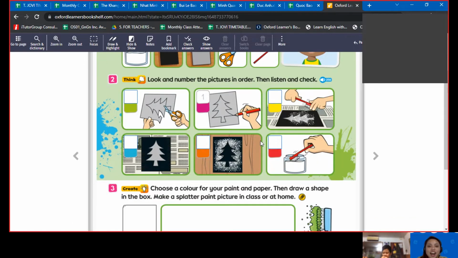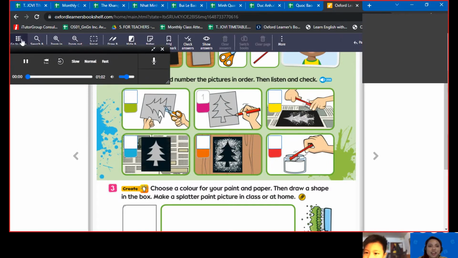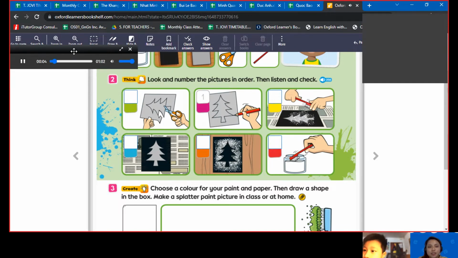All right. Let's look at this one. We're going to listen and check, okay? Here we go. Listening 98. Listen and check. One. Pink. Make a shape with the card. My shape is a tree.